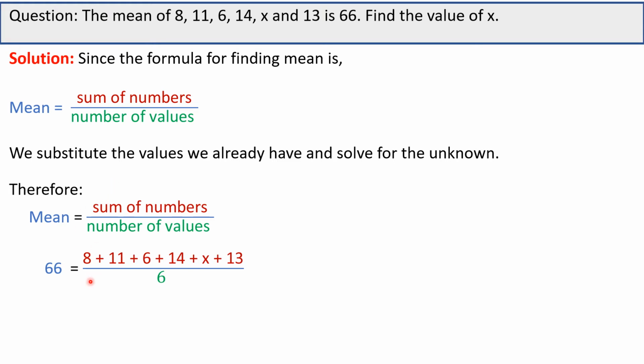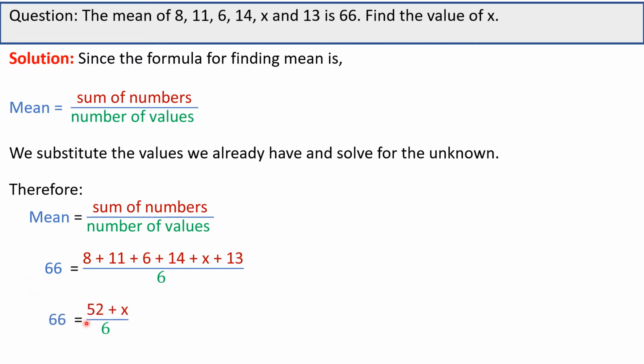We substitute the sum of numbers. So we add up all these numbers here that they gave us in the question. And then we divide it by the number of values. So we count how many numbers we have. So that's 1, 2, 3, 4, 5, 6 numbers. So when we have substituted, the next thing that we want to do is just kind of simplify.